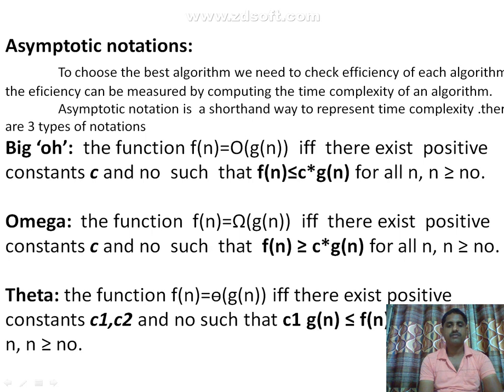Theta: the function f of n equals theta of g of n if there exist positive constants c1, c2 and n naught such that c1 into g of n is less than or equal to f of n, which is less than or equal to c2 into g of n, for all n greater than or equal to n naught. These are the upper bound, lower bound and average. So big O, big omega and big theta are the three types of asymptotic notations, representing the time complexity.